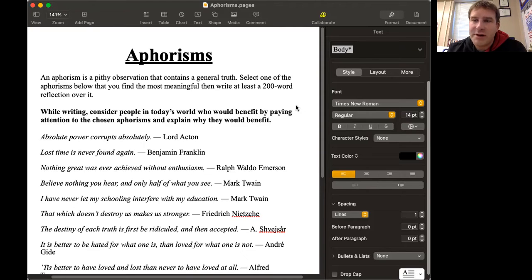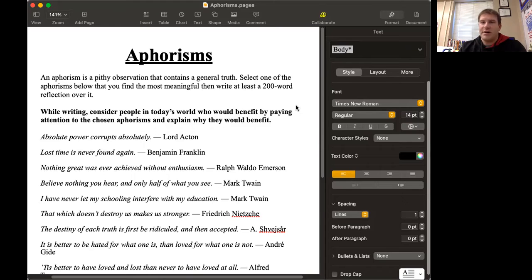So if you get to 200 words, you get all the points. Just tell me what you think about this quote. Why'd you pick this quote? Why did this quote stand out to you? Another thing you can do to help give you more to write about while writing, consider people in today's world who would benefit by paying attention to a chosen aphorism and explain why they would benefit.